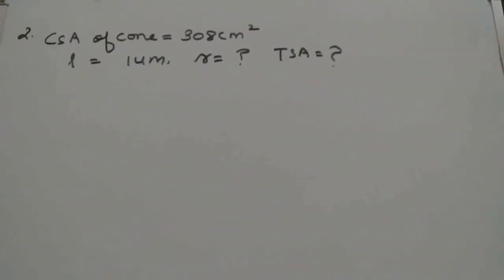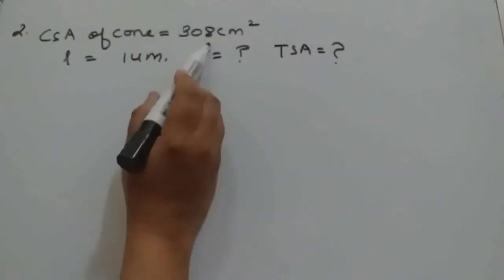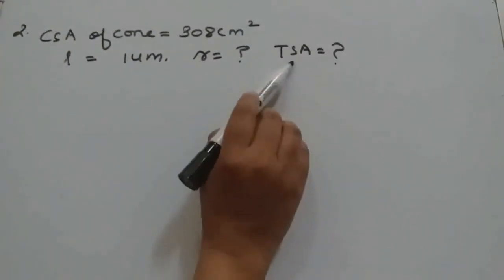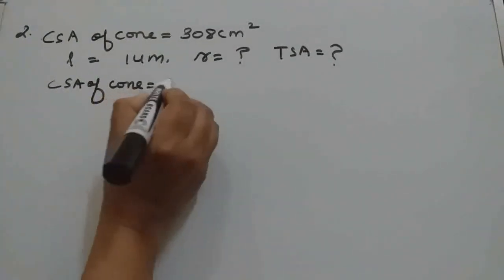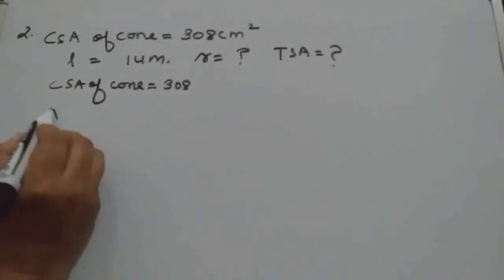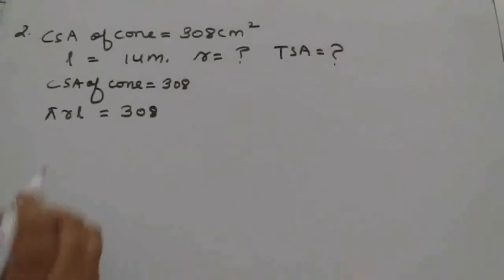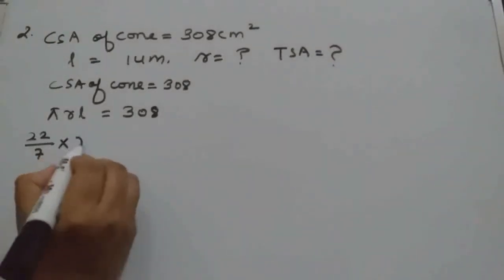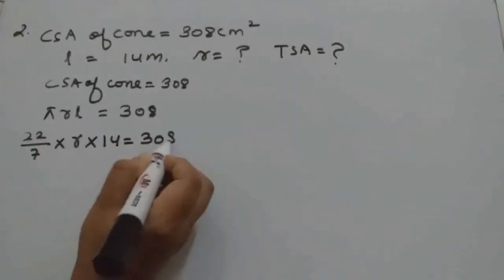In question 2, it is given that CSA of cone is 308 centimeter square and slant height is given. R and TSA we should find here. So we know CSA of cone, using formula, is pi r L. So pi r L is 308. Okay, now we'll substitute all the values. Pi is 22 by 7, r is not known, L is 14 equals 308.